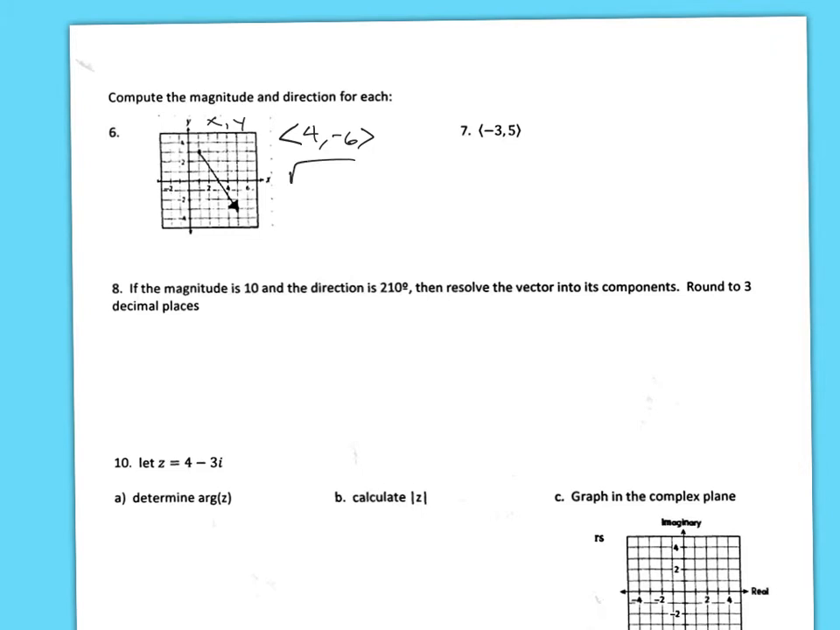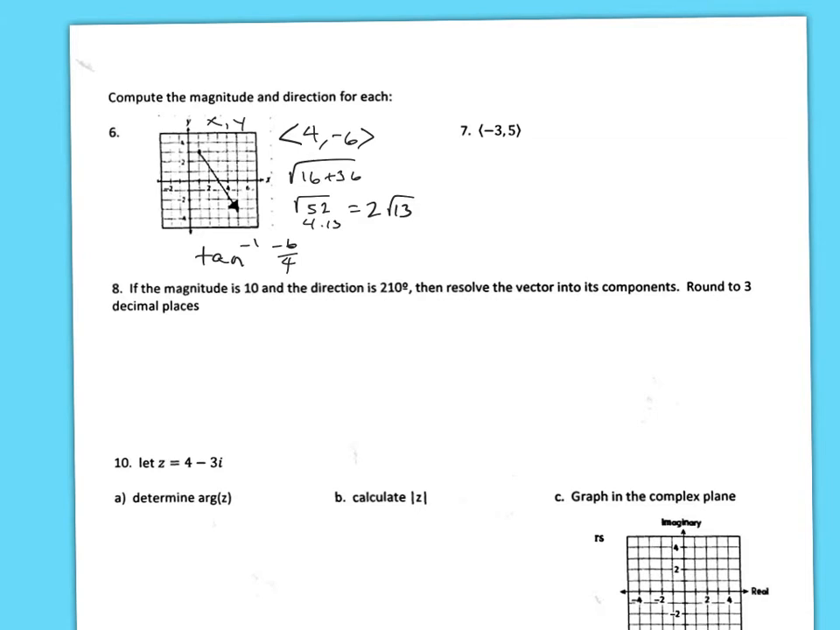Remember, you want component form first. So we're going to go the square root of 16 plus 36, which is the square root of 52, which is 4 times 13. So this is 2 radical 13. Then your angle, inverse tangent, always, b over a. So negative 6 over 4.